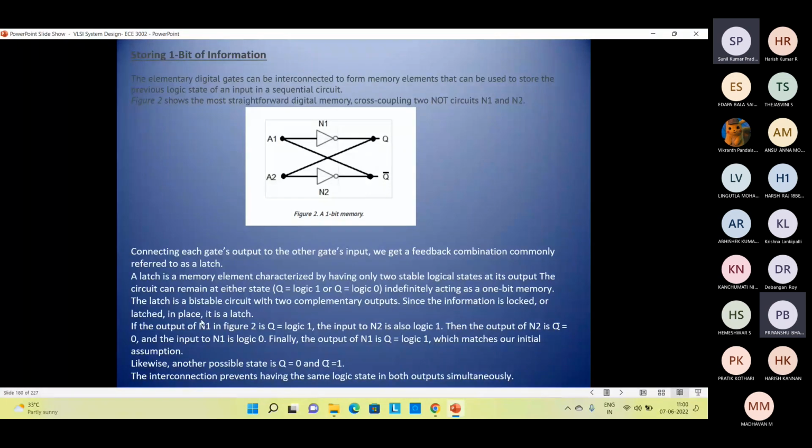So likewise, the other possible state we can think of is Q equal to 0 or Q equal to 1. Now the interconnection prevents having the same logic state in both the outputs simultaneously. So this is an example, or you can say an illustration, which I want to give you, of how one bit of information can be stored. That is the illustration behind the storing of one bit of information. I hope this is clear to everyone.